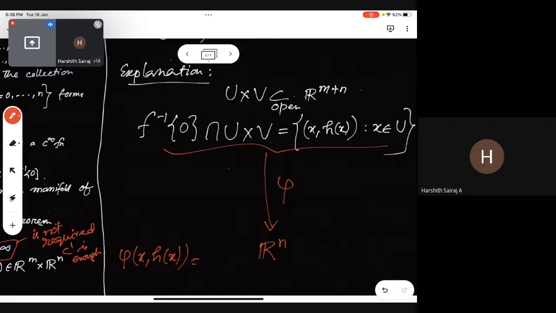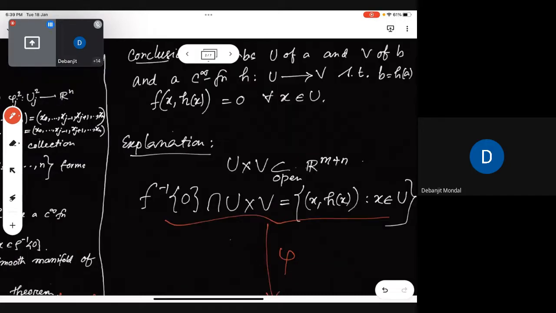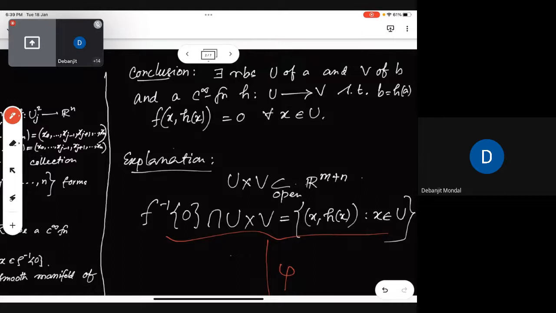So what will be the definition of this map? Here x is in R^n. So phi of (x, h(x)) is equal to x. You see, this is the projection. There exists a C infinity function h here, and this function is unique.